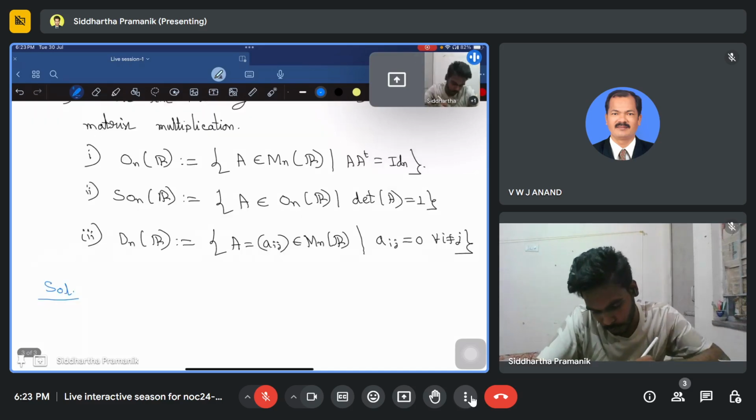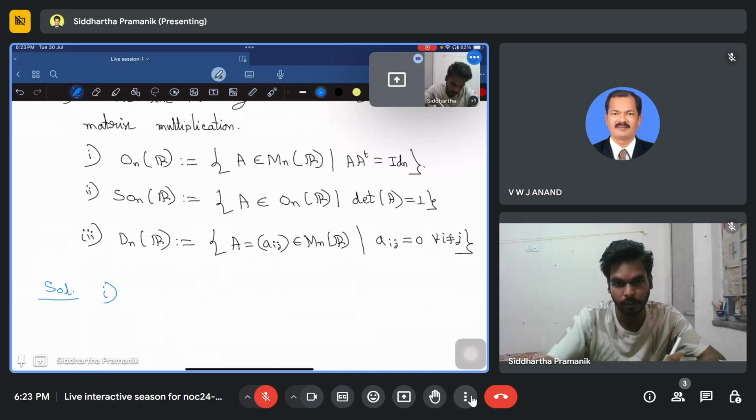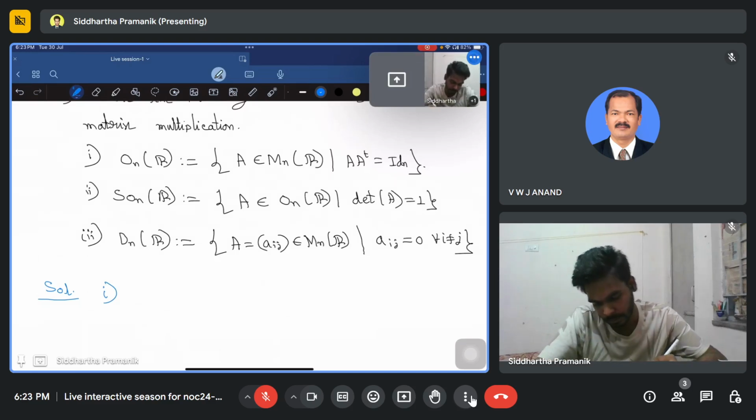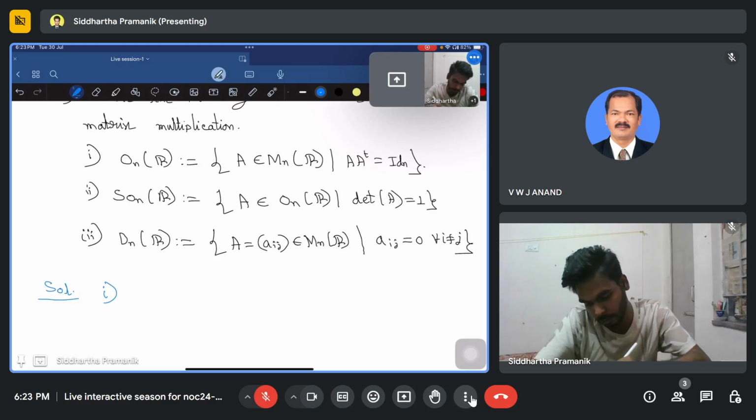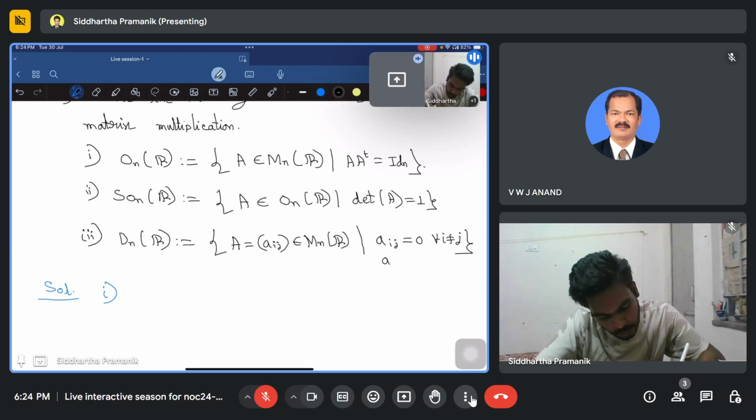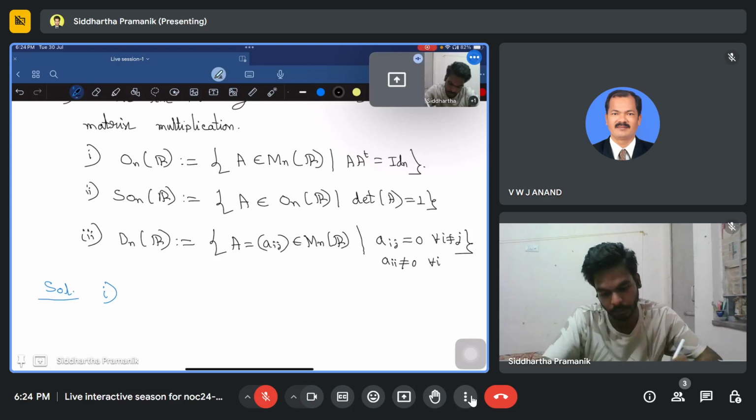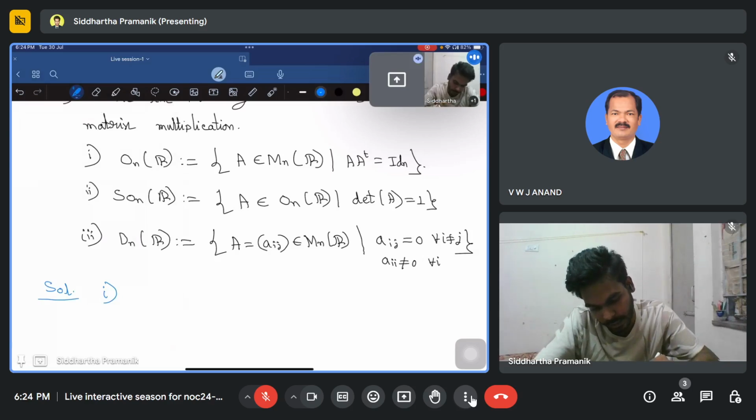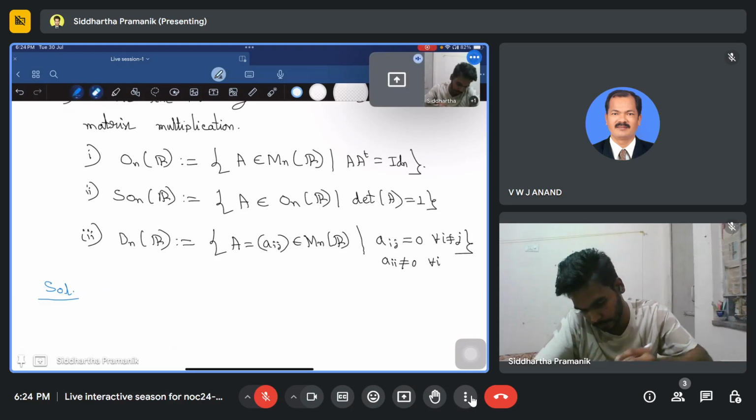Okay, so the first one, O_n(R). Observe that all three sets are, okay, and we need to assume one more thing. Sorry, for this third set, we need to assume a_ii are non-zero for all i. So we need non-zero diagonal entries. Then we can say all these three sets are subsets of GL_n(R). Let me write that down.